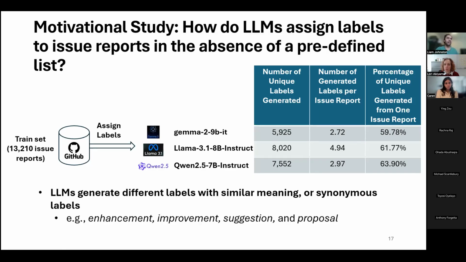And then the last one, which you can't see from the table, is that LLMs generate different labels with similar meaning, or synonymous labels. That would also affect the label list, because then you decide, which one of the two that kind of mean the same thing do I pick to assign as a label? That unnecessarily inflates the label list, and we don't want that. So yeah, those are some problems right away if you just let the LLMs freely assign labels.